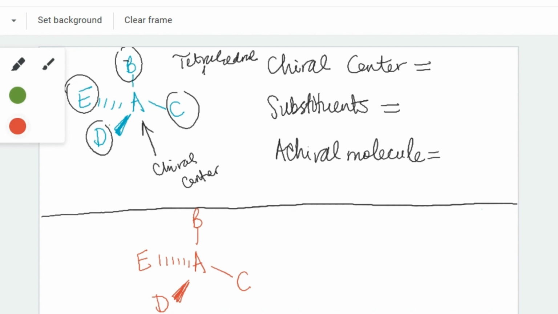Now we're going to start filling it. You see that the chiral center in this particular situation is A, and the reason why it's a chiral center is because it has four different substituents or four different groups attached to it. And the substituents in this case are B, and then C, then D, and then we have E. These are the four different substituents.